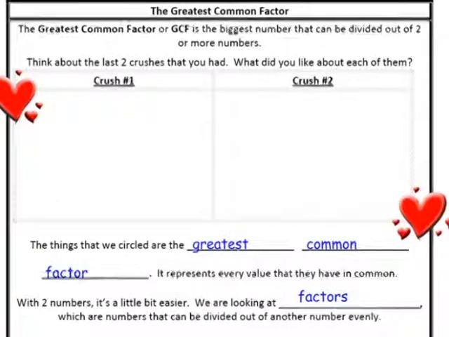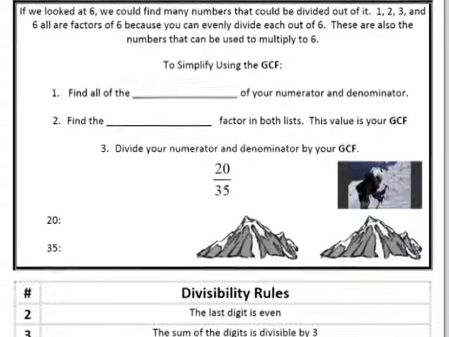We're looking at just factors. Factors are numbers that can be divided out of another number evenly, or it's the numbers that make up another number. So, for example, the factors of 6 are 2 and 3. Those are two factors that multiply to make 6. If we looked at 6, we have 1 that I can divide out. We have 2 that we can divide out. 3 and 6. 6 divided by 1 is 6. 6 divided by 2 is 3. 6 divided by 3 is 2. And 6 divided by 6 is 1.